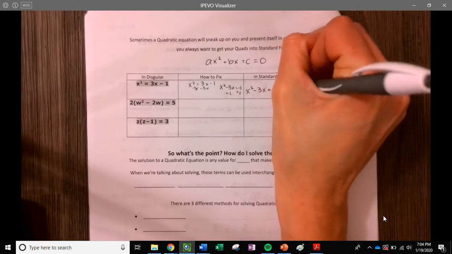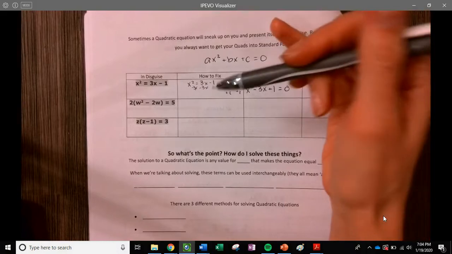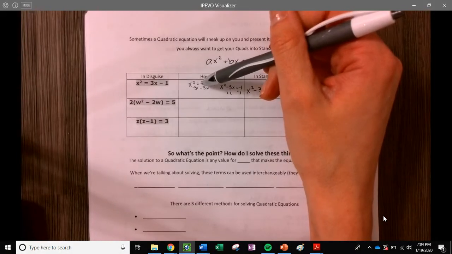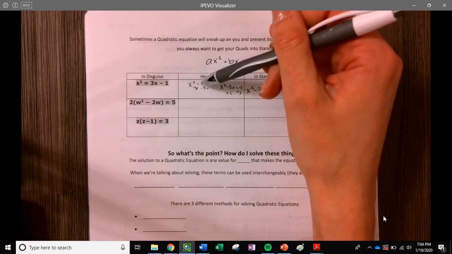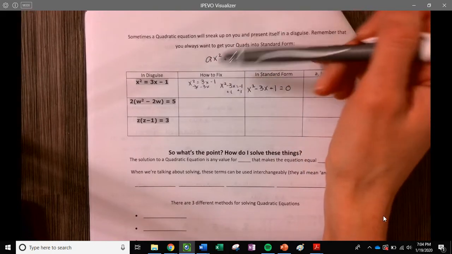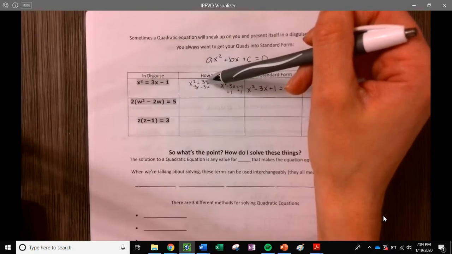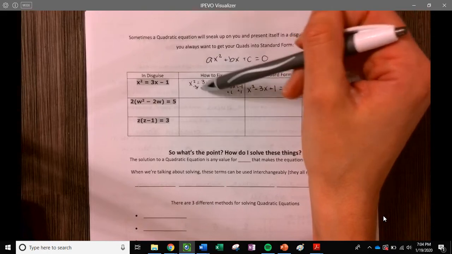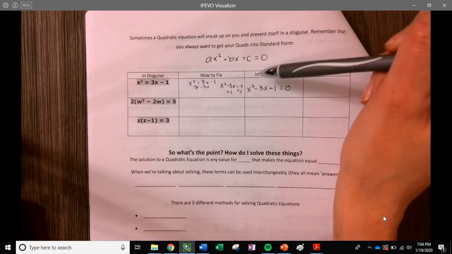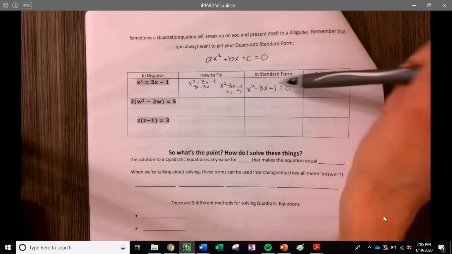So if I add 1 and add 1, I will get my standard format of x squared minus 3x plus 1 equals 0. Now you might say, well, Ms. Thompson, why didn't we just bring this x squared to the right side instead? That would have left us with negative x squared, which we can't have. So if we had done that, we then would have had to change the signs on this whole side completely, which is why we wind up with x squared minus 3x plus 1 equals 0.